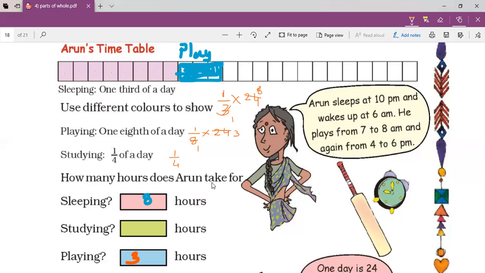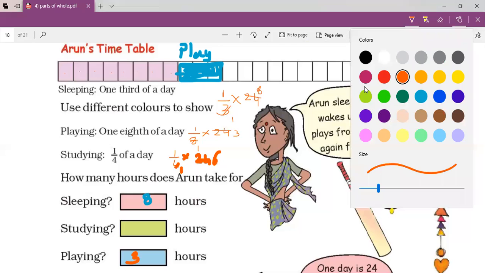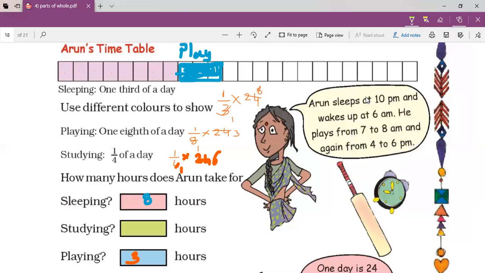Now 1/4 of a day he studies. That's again multiply by 24. 4 how many is that? 24. 4 6s are 24. 4 ones are 4. 4 6s are 24. That means yellow color or a green color, you can say. If you see green color in your textbook paper, you can color that as a yellow color, but right now I can see a green color, so I'll color it by green color. So how many parts we have to color in green?